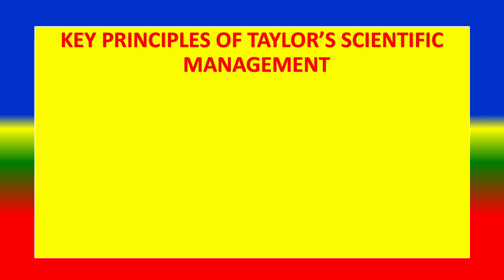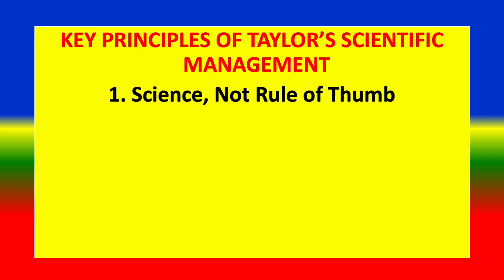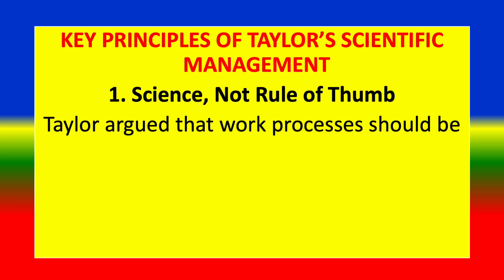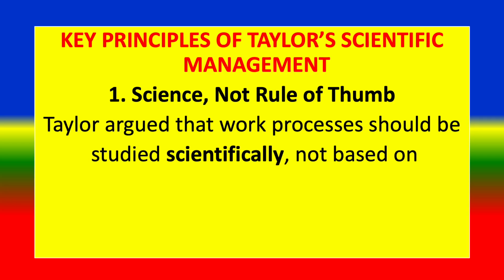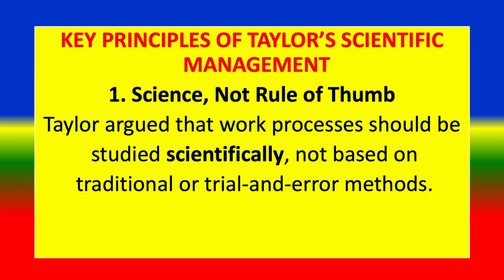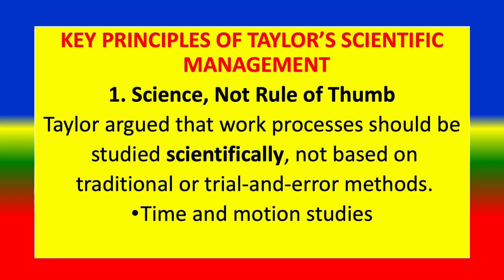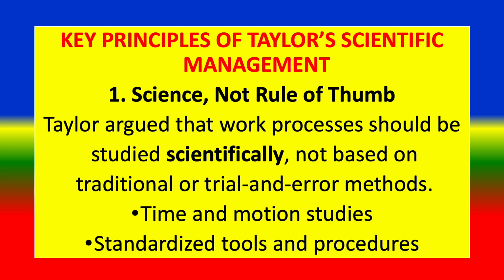Key principles of Taylor's scientific management. 1. Science, not rule of thumb. Taylor argued that work processes should be studied scientifically, not based on traditional or trial and error methods. Time and motion studies, standardized tools and procedures.